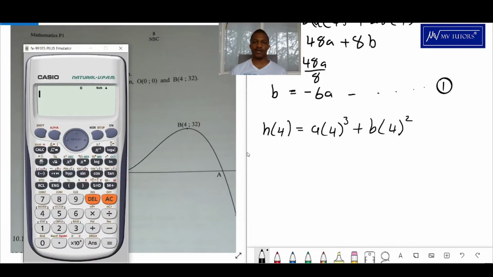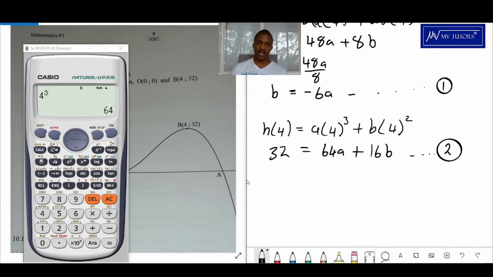Okay, so we know this is going to be 32 because we've been given the point 4 and 32. 32 is equal to 4 cubed, so it's 4 to the power 3, that's 64a, plus 4 squared is 16b. Cool. Now this is going to be equation number 2. And then we're going to take equation number 1 and put it into equation number 2. How's that going to look? It's going to look like this.